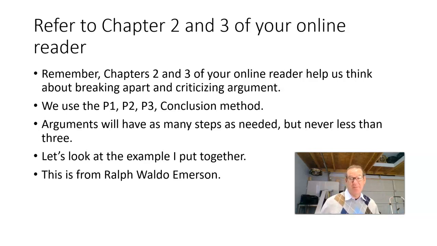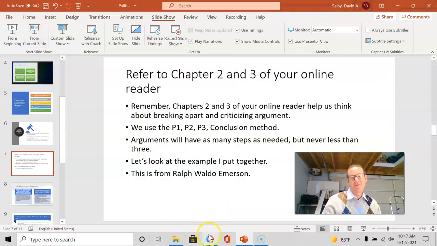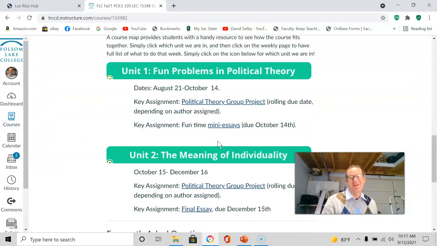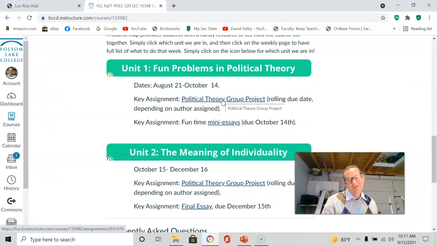Let's look at the example I put together. This one is from Ralph Waldo Emerson. Emerson is this goofy American political theorist I teach in a lot of my courses. Beautiful, brilliant guy. I think he's wrong about a lot of stuff, but he's really important and interesting. So there you go.